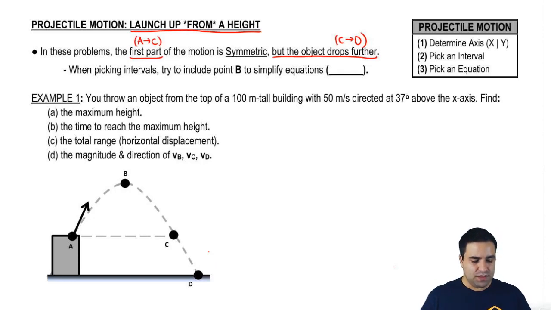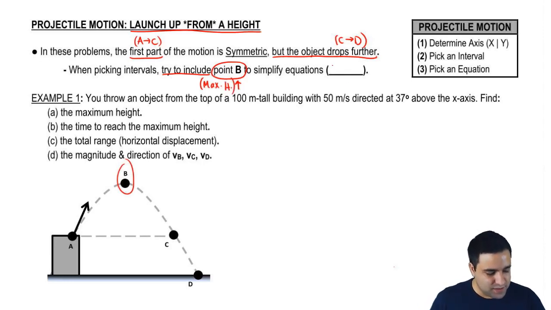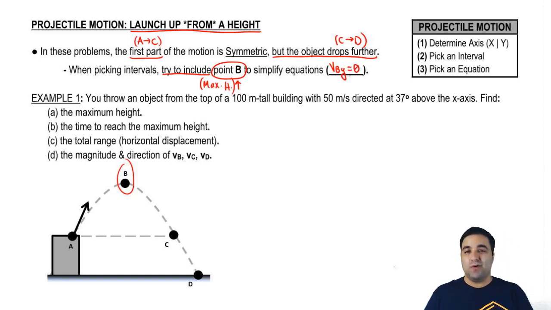Okay, so when we're solving these problems, there are three legs here: A to B, B to C, and C to D. We're going to get to pick intervals for some of the things we're solving for, and whenever possible, we're going to try to include point B in our intervals. If you have a choice of intervals, sometimes you do, sometimes you don't, we're going to try to include point B, and I'll show you this in this example. Point B is simply the highest point, the max height. The reason we want to include this is because the velocity at point B in the y-axis is 0, which means our equations will simplify. They'll have one less term, and that's good news. So I'll show you how that works.